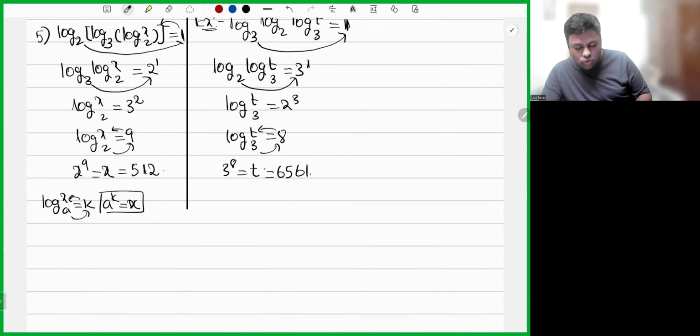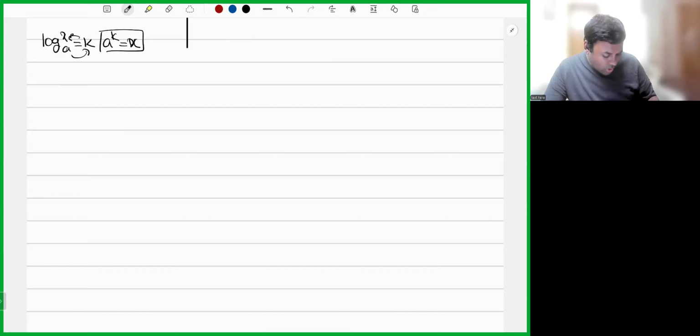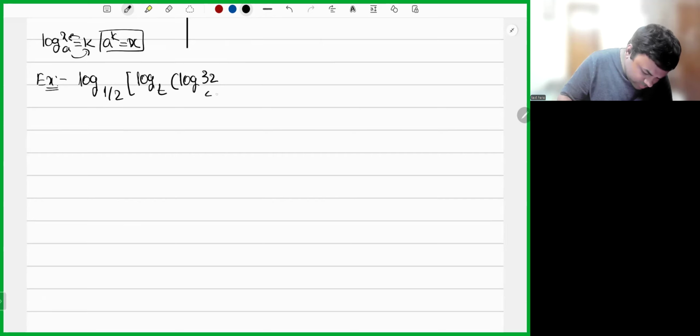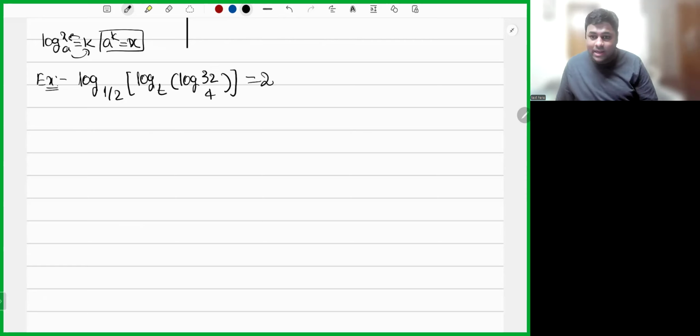Now, I said you would be solving 2 sums, right? Solve these 2 sums and tell me the answer. Example: log base t of log 32 base 4 is equal to 1 by 2. I want you people to calculate the t value here.